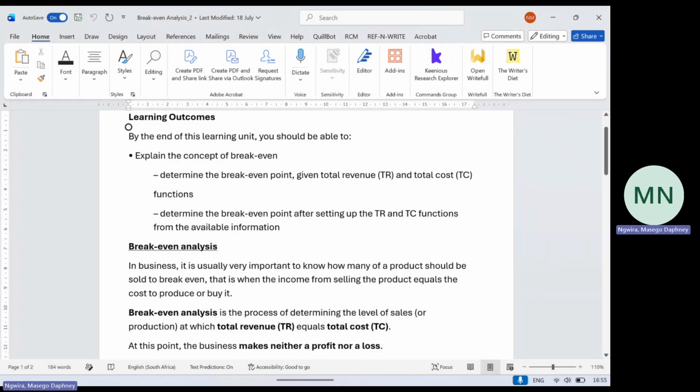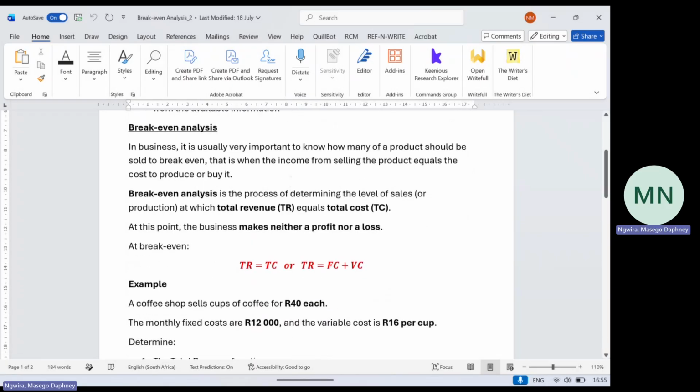By the end of this learning unit, you should be able to explain the concept of break-even, and determine the break-even point after setting up the total revenue and total cost functions from the available information. Let's start with break-even analysis.